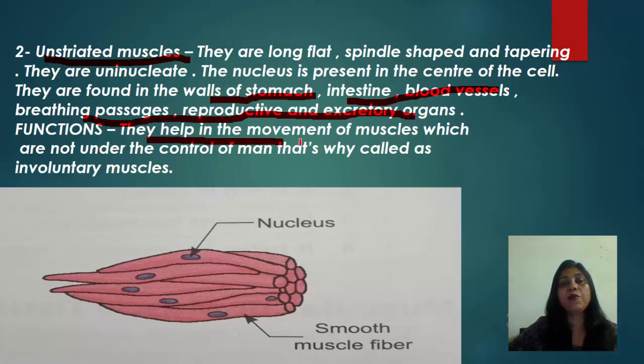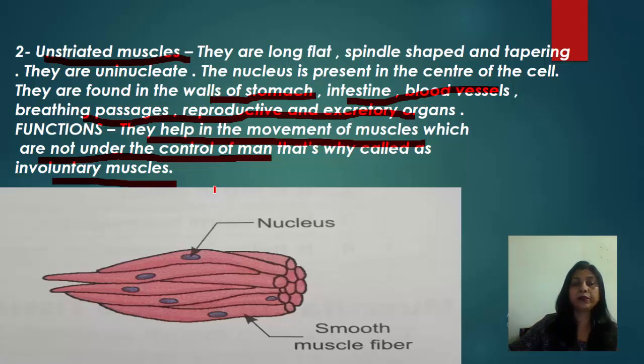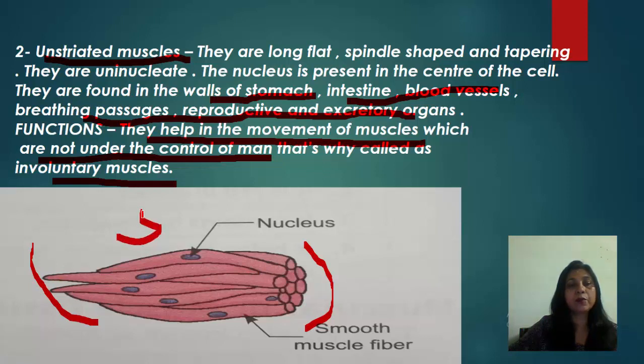They help in the movement of muscles which are not under the control of men. That is why they are also known as involuntary muscles. You can see in this diagram, this is of smooth muscle fibers. The tapering shape is known as spindle shape.